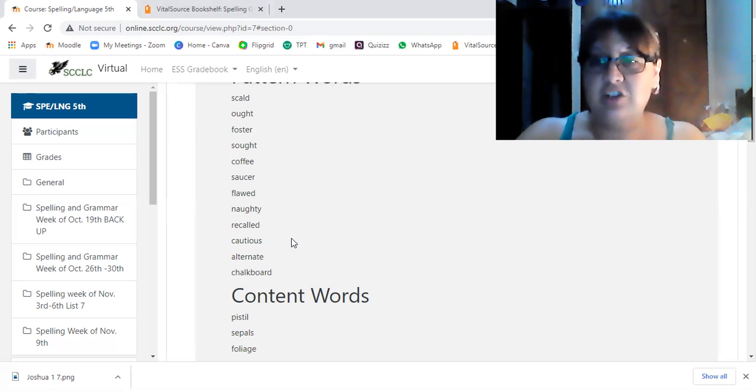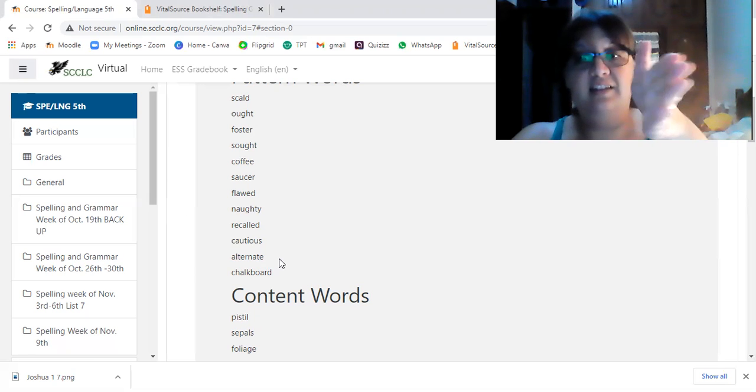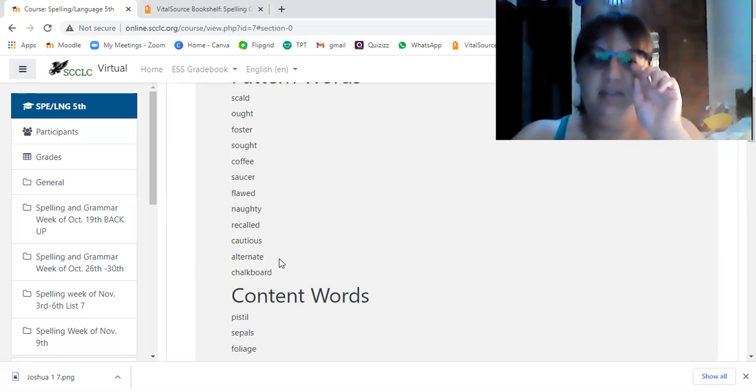Are you cautious when you ride your bicycle? Do you take care not to fall off or to go in the street? Okay, it's to be careful. Alternate. Usually we say, do you have an alternate plan? So maybe you were planning on going this way to get to work, but now there's lots of traffic. You have to take an alternate route?